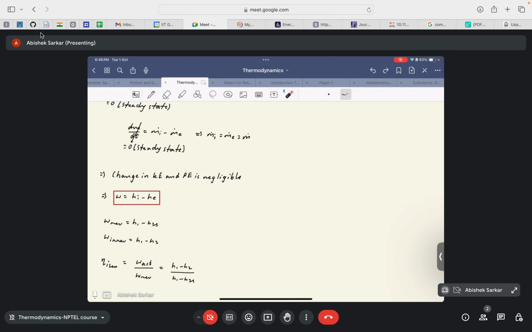And since this is not a constant pressure process, because it is already told that pressure is increasing, we cannot take that. Okay, but if it was an ideal gas, then we could have considered.